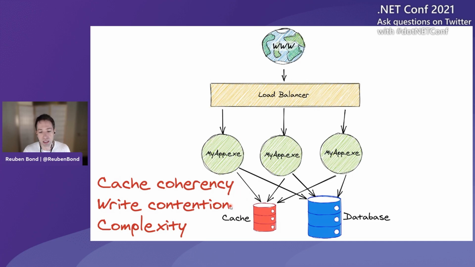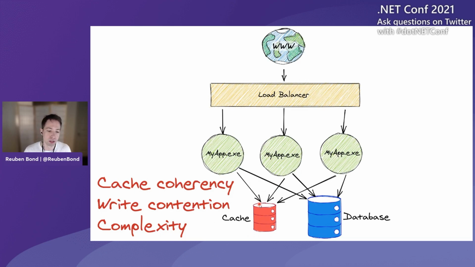Also, we haven't done anything to solve the write contention problem that I mentioned before. In fact, now we have to do our writes into two different locations, and so it's even more difficult to manage. And we've also got complexity. We've got complexity of infrastructure, but we've also got complexity of application code because we need to manage some code to do this dance in our application.